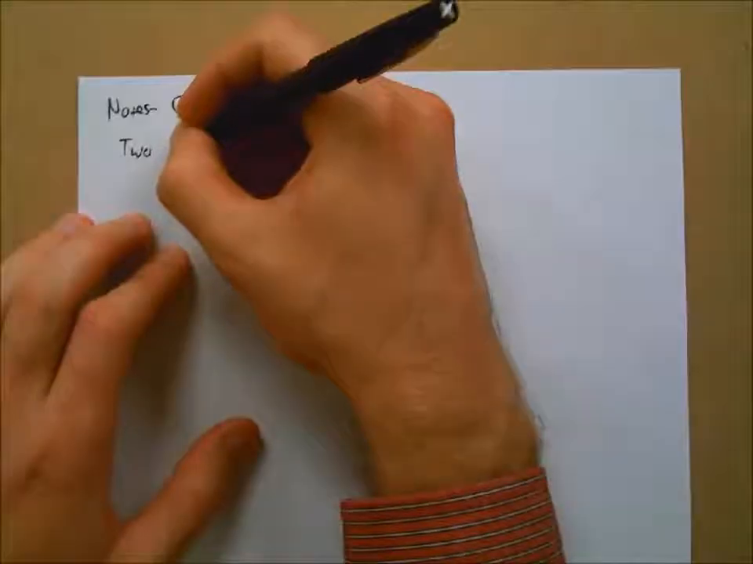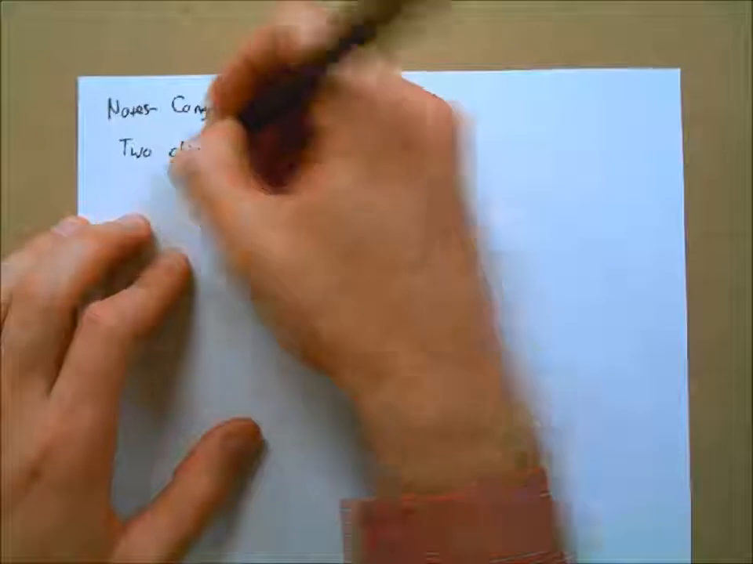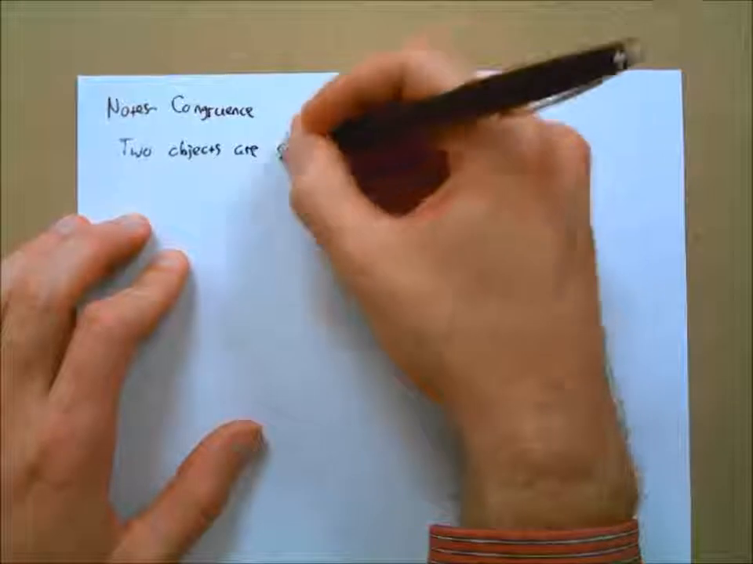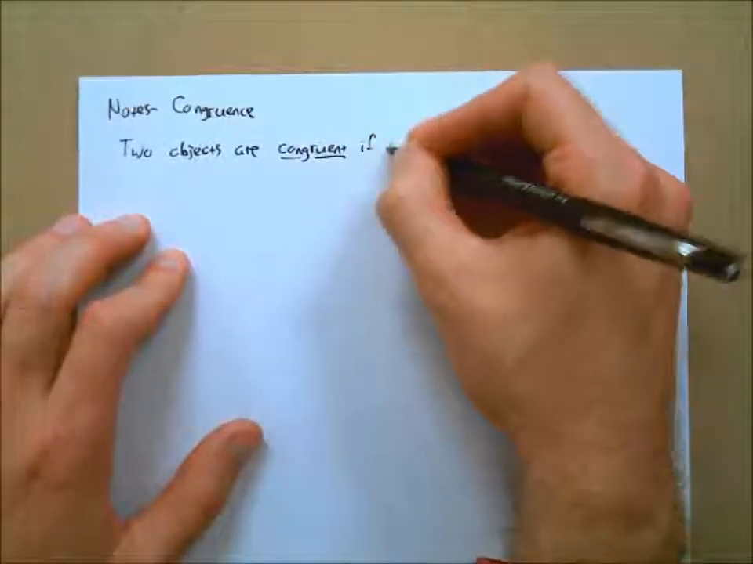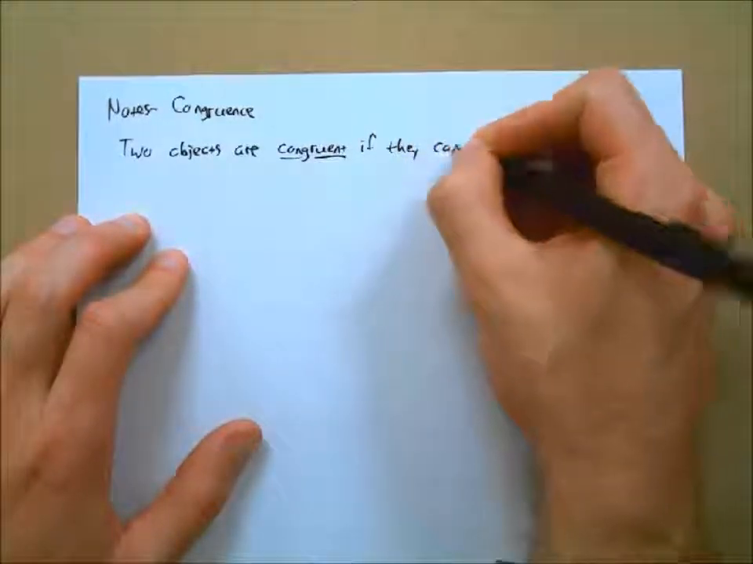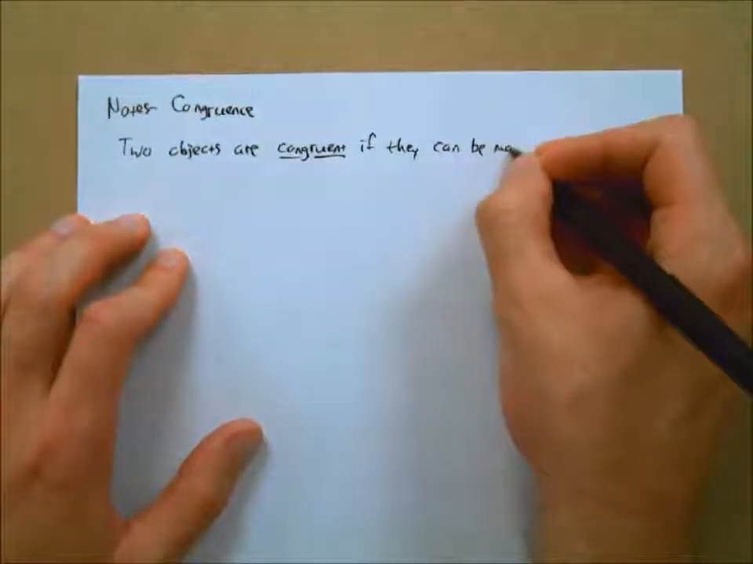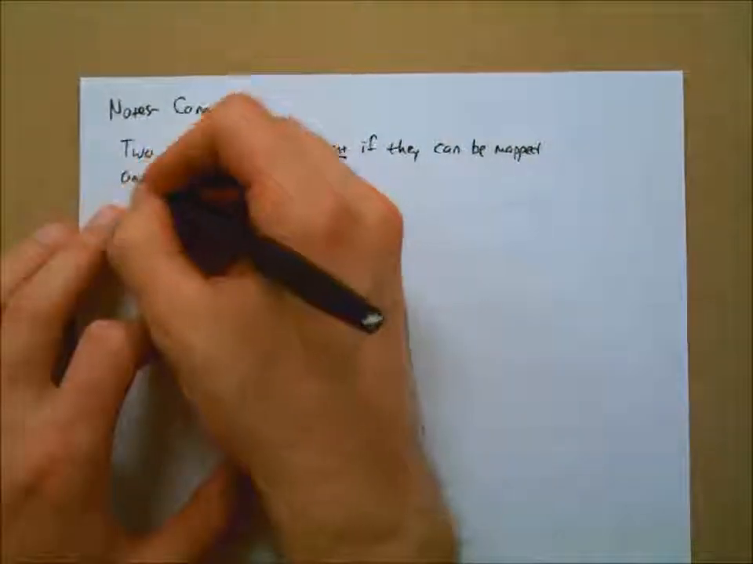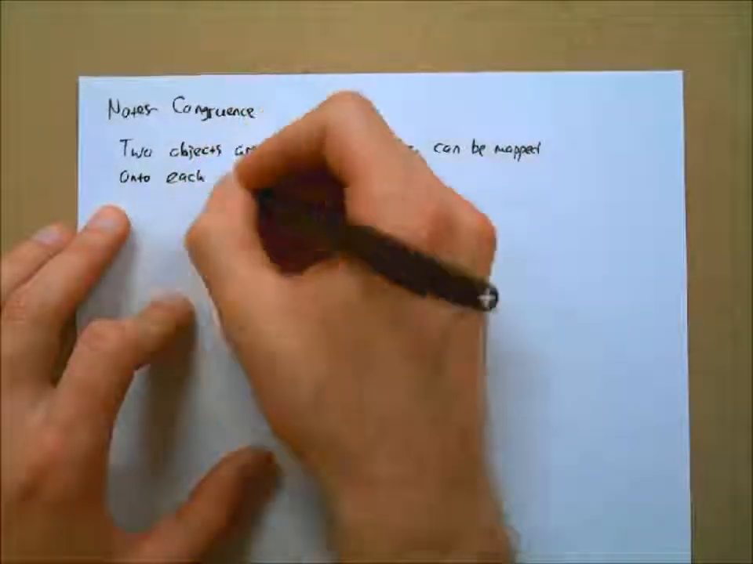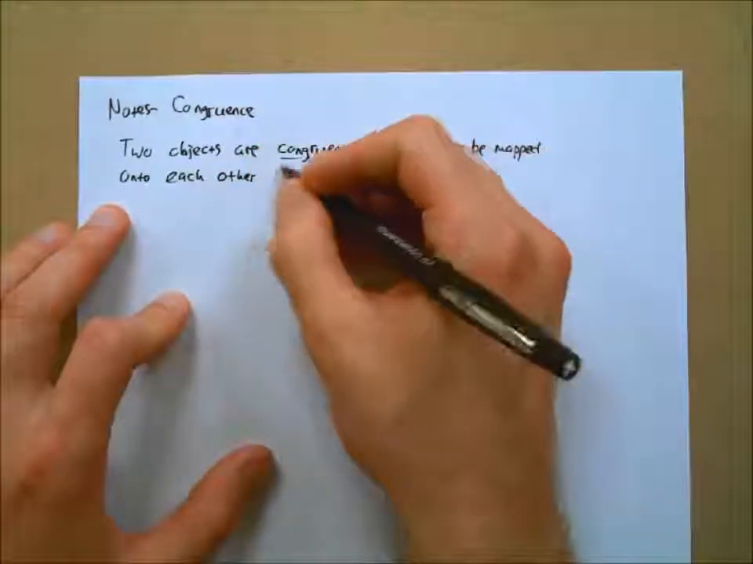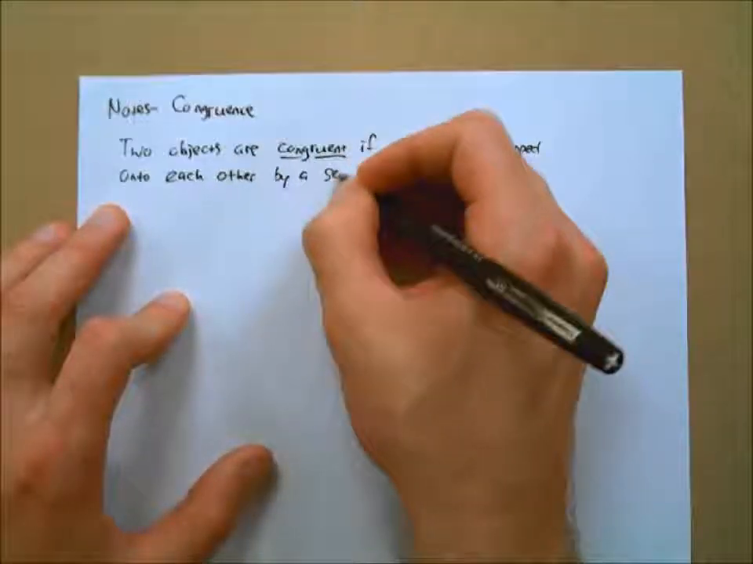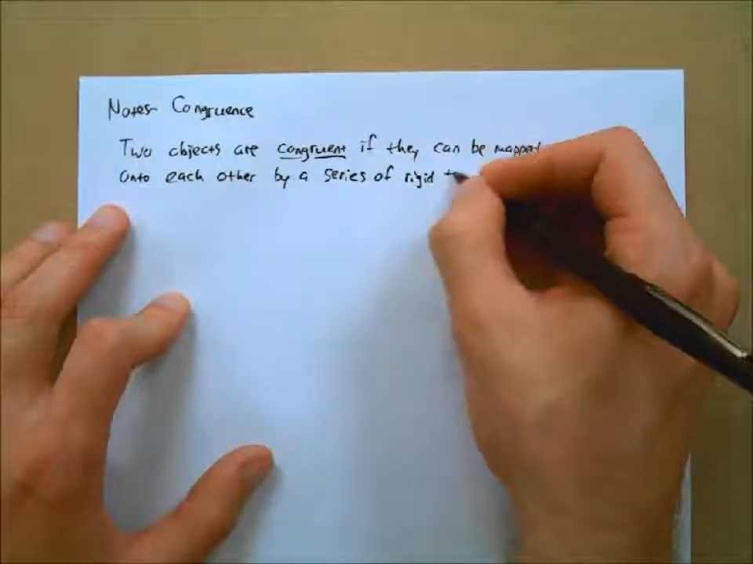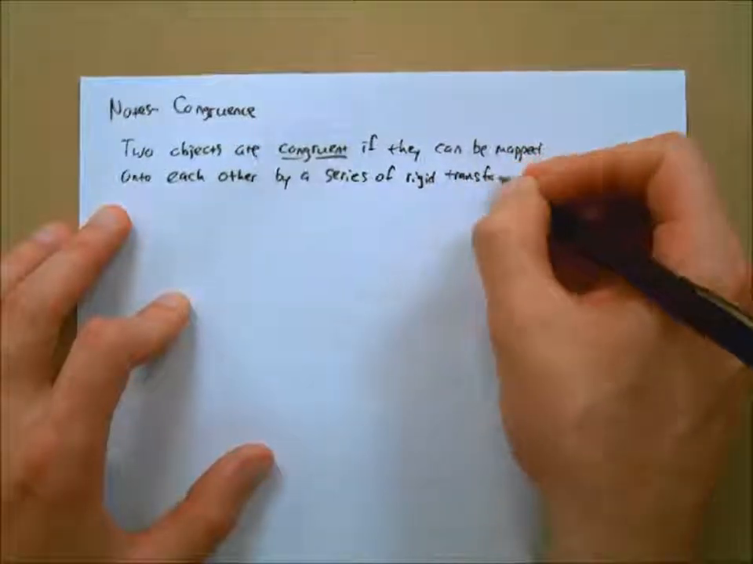Two objects are congruent if they can be mapped onto each other by a series of rigid transformations. This is the definition used by our book, and it's not a bad one.